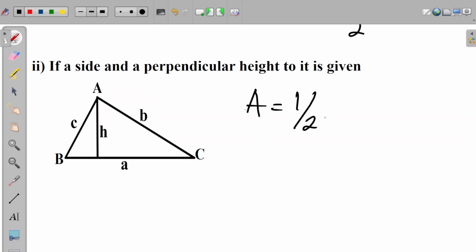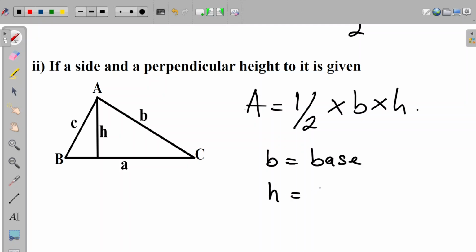Also, if a side and a perpendicular height is given, we can obtain the area of a triangle as half base times perpendicular height, where B is known as the base and H is known as the perpendicular height. So we are given a triangle that has a base and also a height H. The formula to obtain the area is given as what? Half base times perpendicular height.